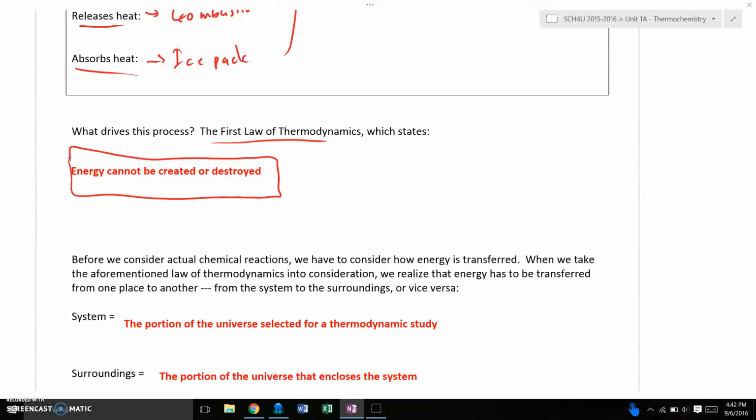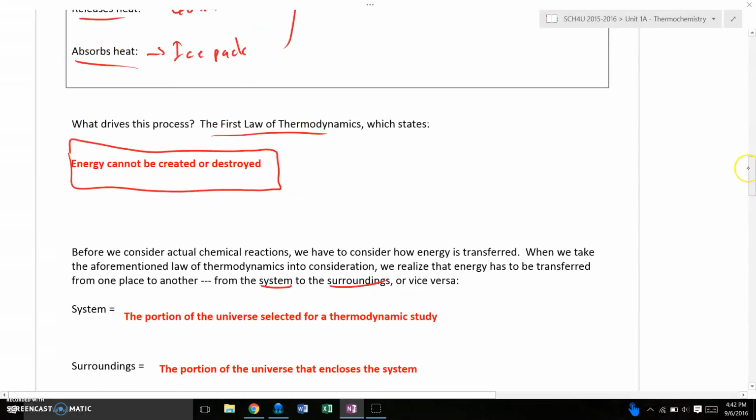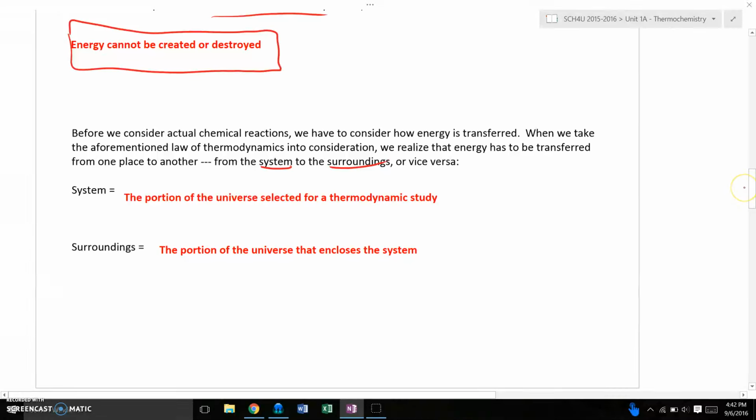Okay? So before we actually consider some chemical reactions, we have to consider how energy is transferred. When we take the law of thermodynamics into consideration, we realize that energy has to be transferred from one place to another. Now we're going to use two new terms, the system and the surroundings. How is this energy being transferred? Your system, first of all, is the portion of the universe selected for that thermodynamic study, and the surroundings are the portion of the universe that encloses that system.